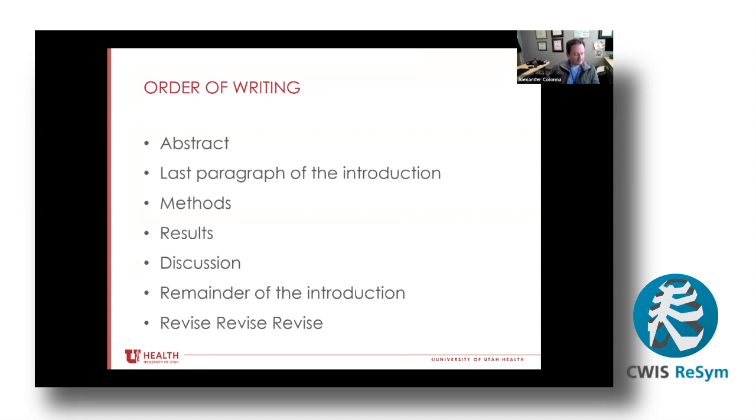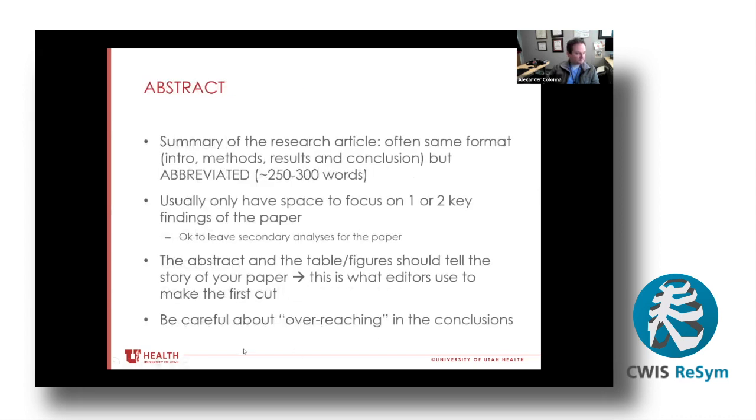And then I'll repeat this throughout this talk and through our panel: revise, revise, revise. Your first draft should just be that. It's just a draft. The best papers are critically reviewed by yourself, your mentors, the co-authors, hopefully a good group of people that you work well with that can really brush the paper up and make it the best that it can be. So the abstract should be the summary of the research article.